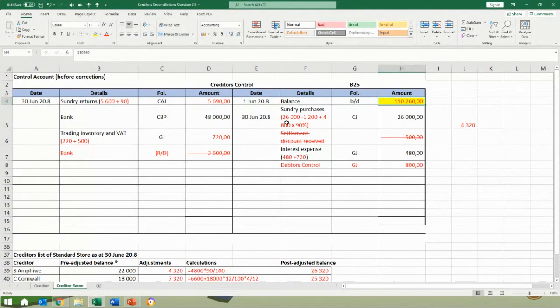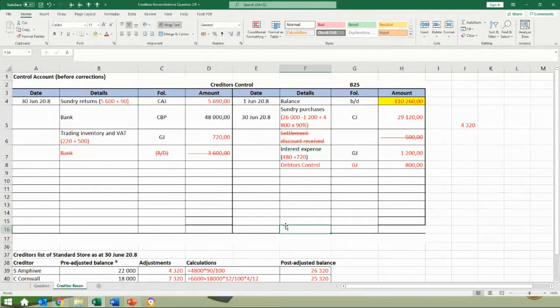Okay, then we've now adjusted this balance, so it's now the 26,000. We subtract the 1,200 and we add the 4,320 to get to the new sundry purchases amount. We've removed the settlement discount of 500. We've added our debtors control of 800, and our interest needs to be updated with the additional 720, which will give us 1,200.